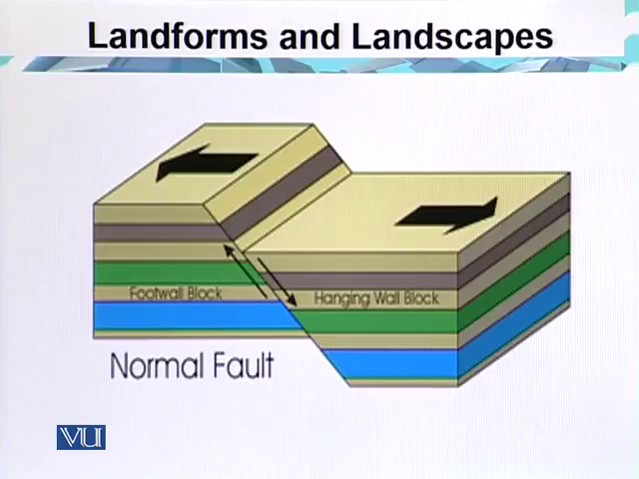Now in a normal fault, the hanging wall has moved downward relative to the foot wall. Normal faults occur where two blocks of rocks are pulled apart, as by tension.